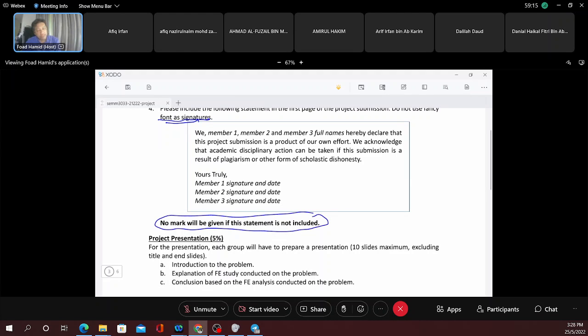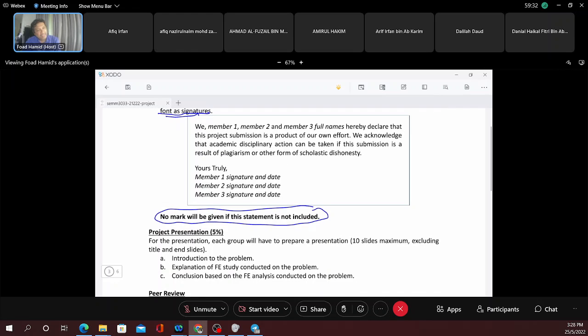Again, every semester there are groups that do not submit with this. I don't know why, because I keep explaining all this. They have all these question papers, but yet they still cannot follow the instruction. I don't know why. Okay, that is the report.